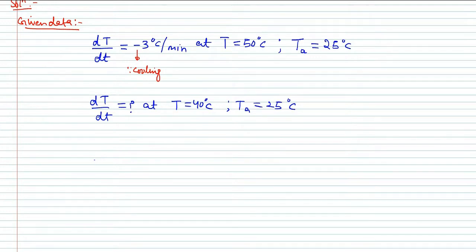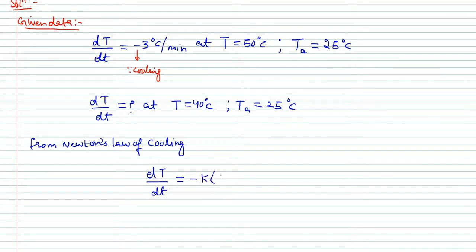Now we know right away from Newton's law of cooling, dT by dt is equal to minus k (T minus T ambient). This is what we found in the previous class. If you don't know, I will provide the link in the description where I have derived this formula. I have very clearly explained the concepts as well. You can see the previous lecture.